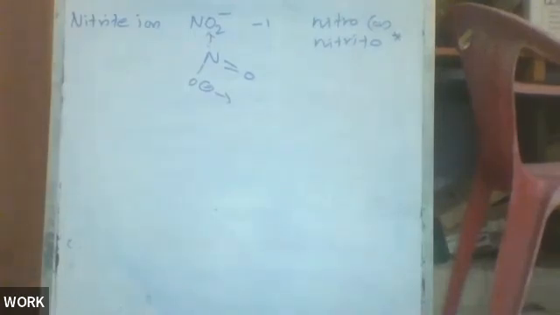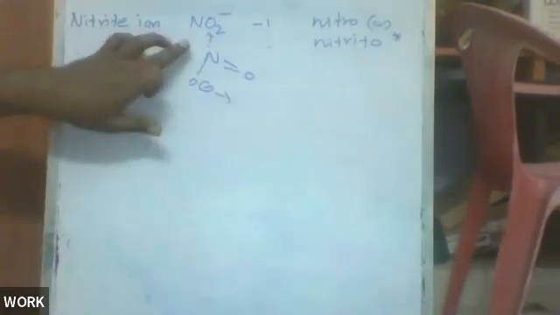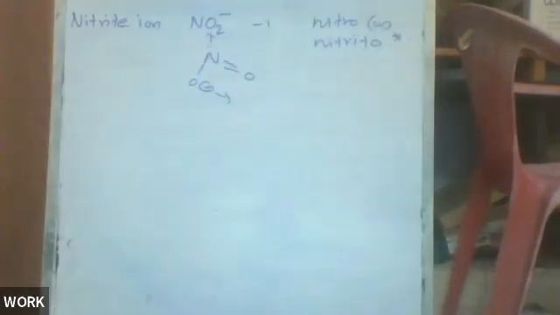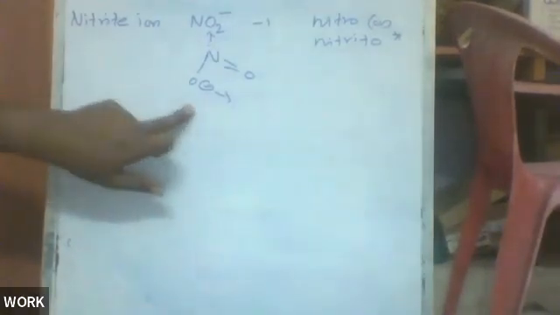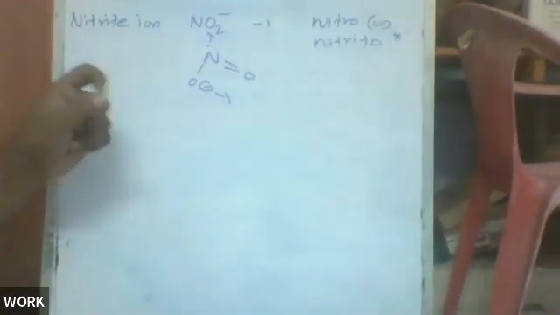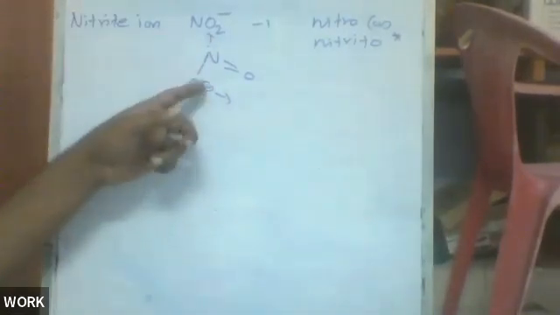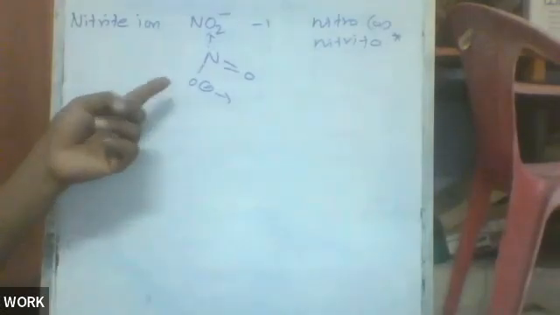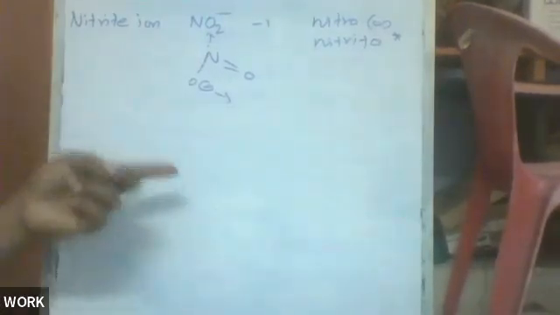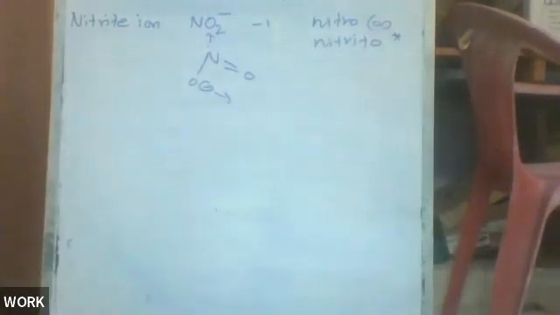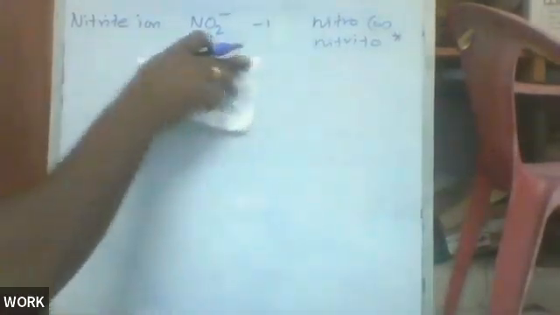This type of ligand is called ambidentate. It has two sides, that's why it's ambidentate. It can coordinate through oxygen or through nitrogen based on the metal atom. If the metal has more affinity with oxygen, it coordinates through oxygen. If it has more affinity with nitrogen, it coordinates through nitrogen. Based on that, we can find out which atom is involved in the coordination.